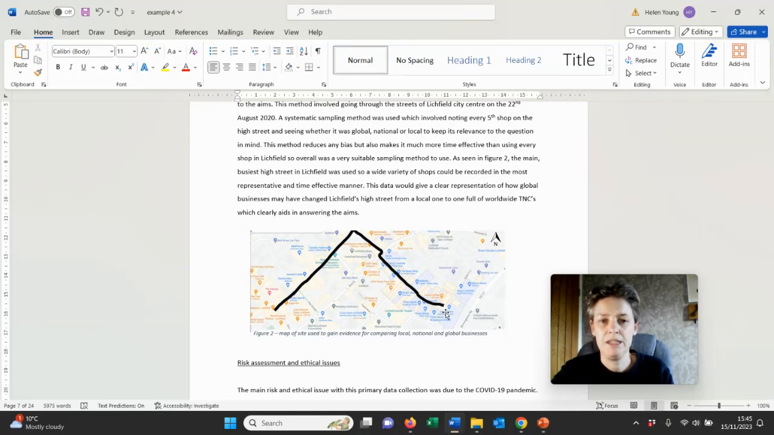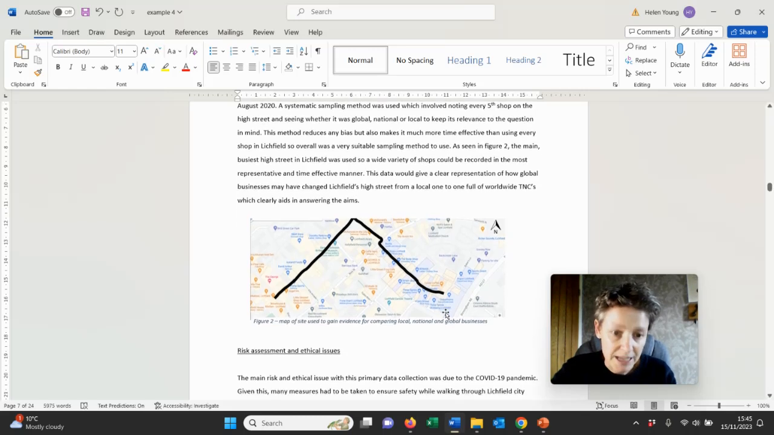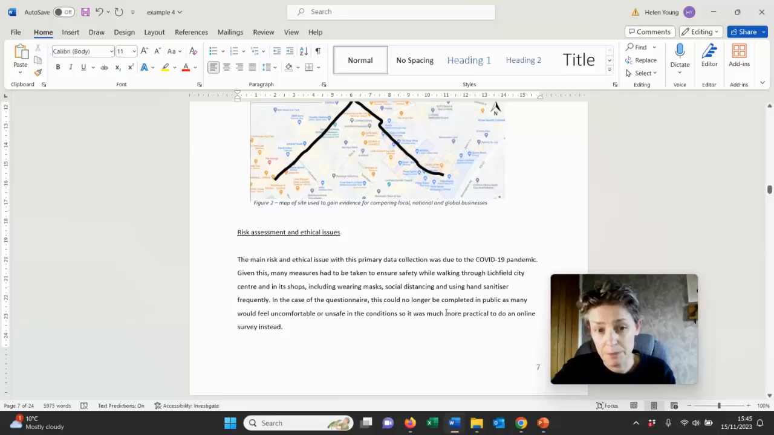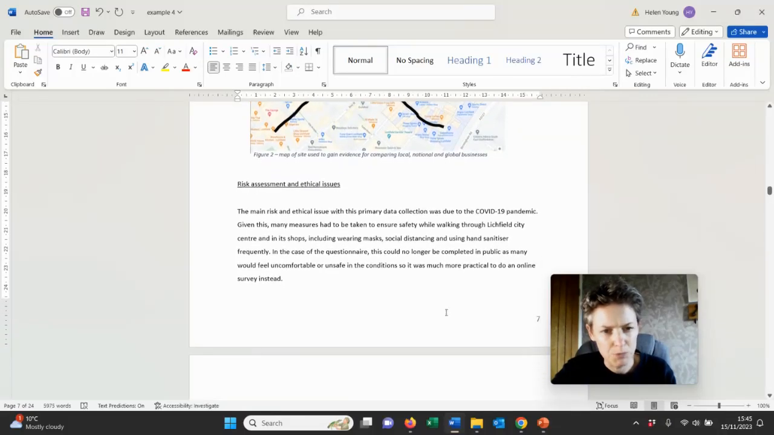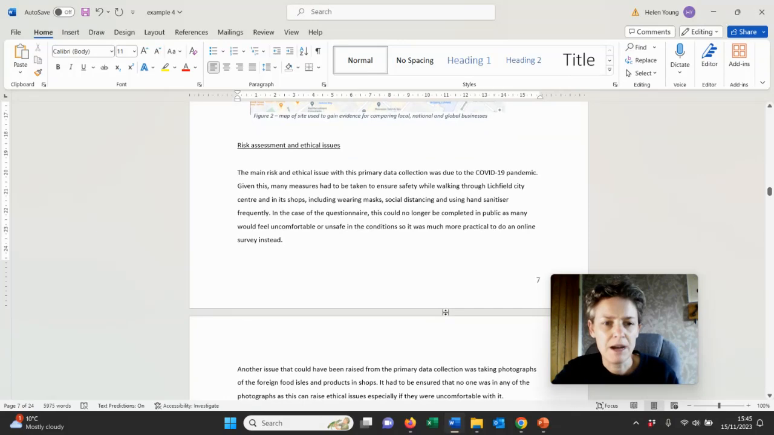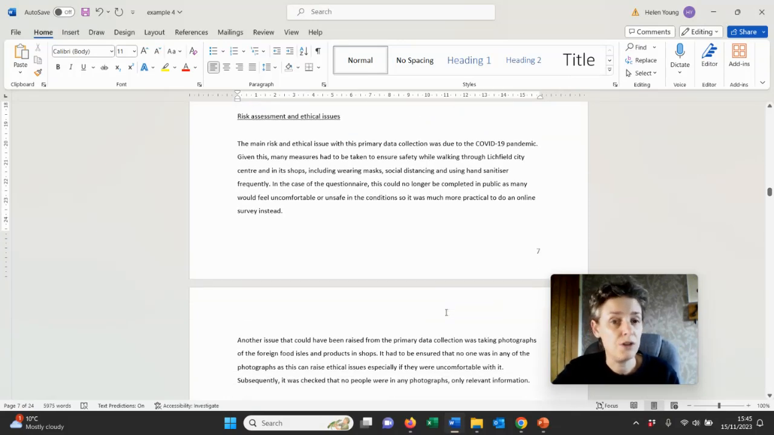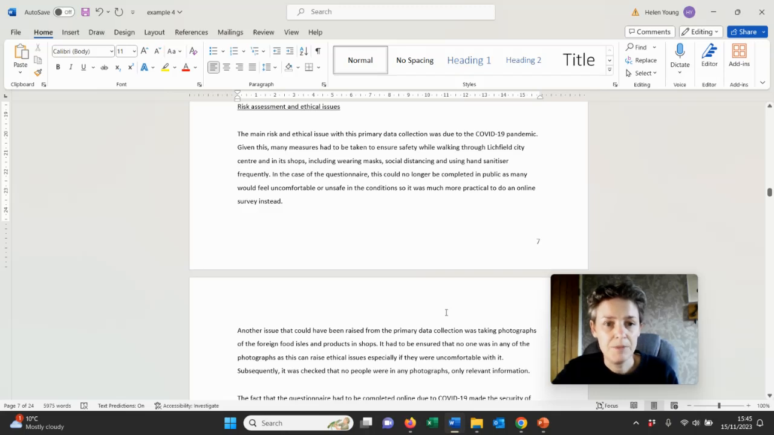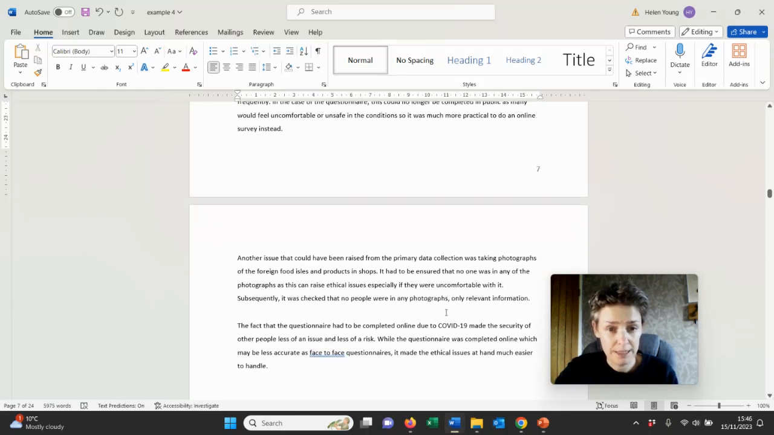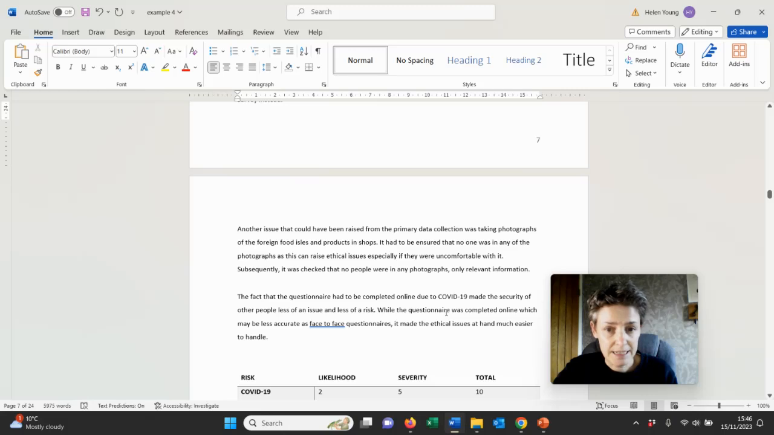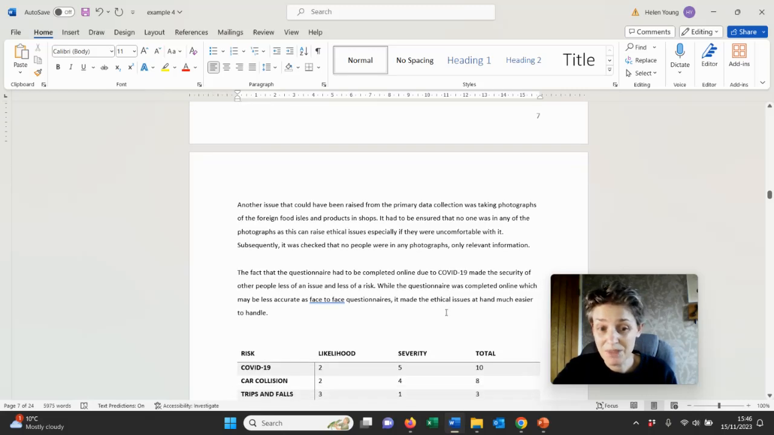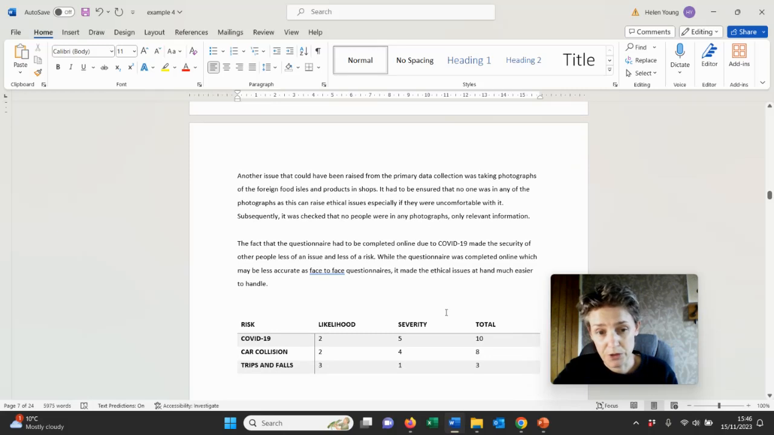Now, I've not given you the whole method here because I don't think it's appropriate to do so, but then he goes on to explain exactly how he would do that method. And then I'm just going to give you a taster of the risk assessment and ethical issues that he's put in. But again, I've taken chunks of it out, so it was more detailed than this. So he's talking about risks, and at the time it was 2020, so it was COVID-19 pandemic. He's talking about the questionnaire and whether people would feel comfortable in public, especially with COVID. And he's talking about people's security. And he's done a risk assessment for himself at the bottom as well to identify some of the main risks.